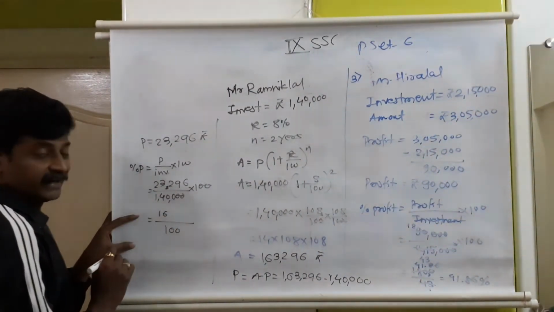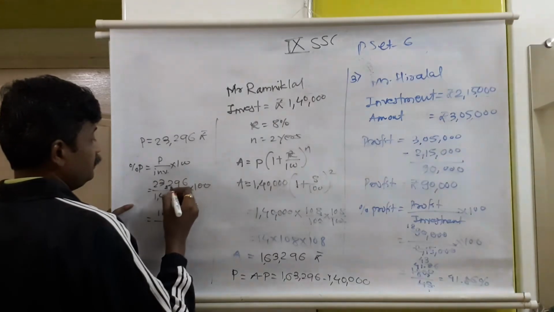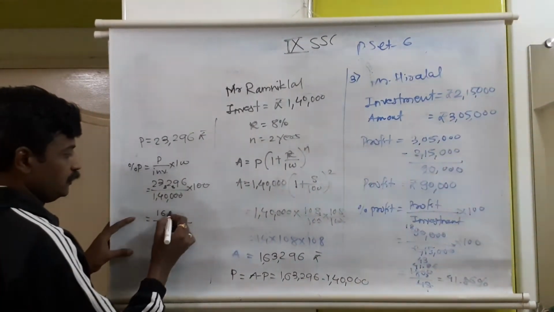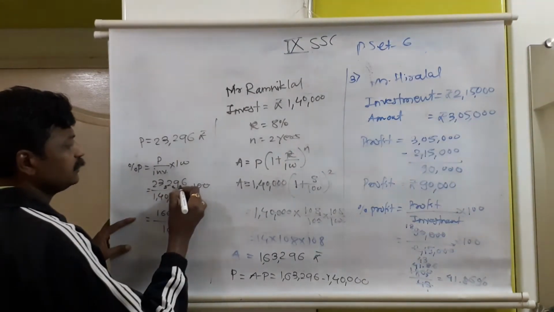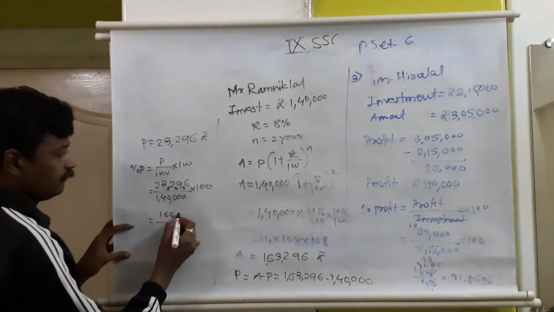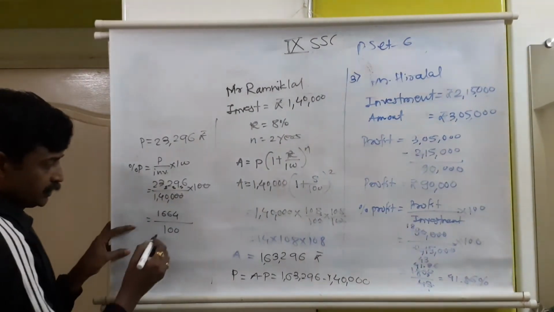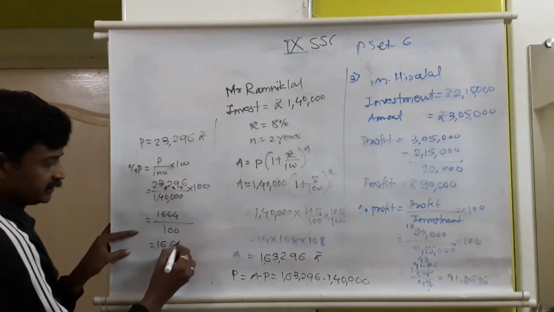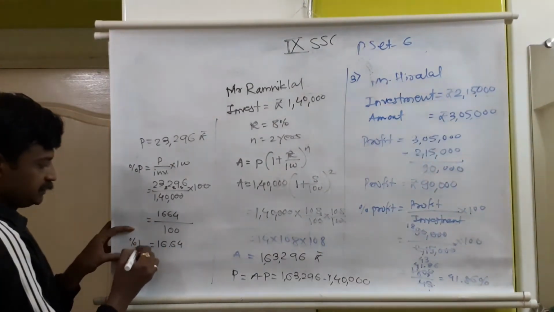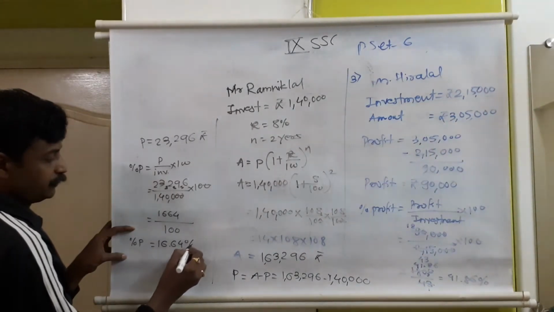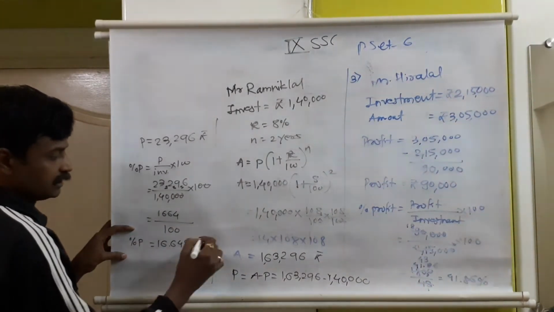14 6s are 84, remainder will be 8, 9. Again 14 6s are 84, remainder will be 5, and 14 4s are 56. So 1664 upon 100 will give us 16.64. So percentage profit for Mr. Ramnik Lal is 16.64%. We'll label it as equation number 2.